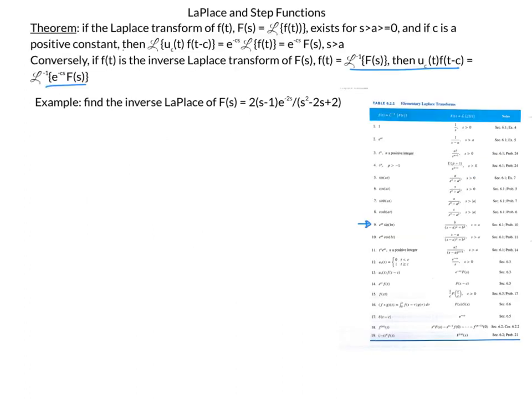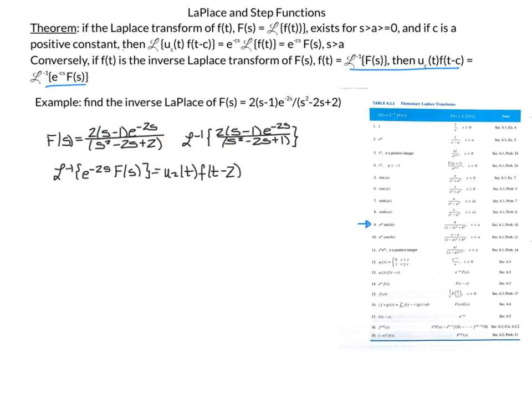This is our last problem. Find the inverse Laplace of (2s minus 1) e to the minus 2s over s squared minus 2s plus 2. I just rewrote this so that I could have it over this, so it looks nicer. So I have (2s minus 1) e to the minus 2s over s squared minus 2s plus 2, and we want the inverse Laplace transform of this function. And I also have this formula here.